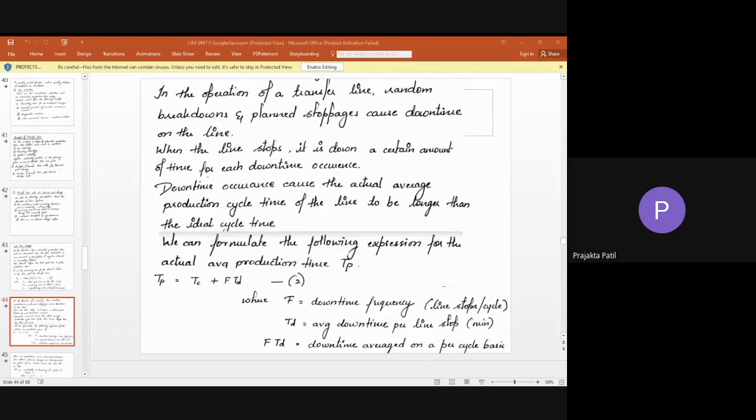F and TD are the new terms that we have just seen. Where F, capital F, is the downtime frequency, that is the number of times the line will stop in a cycle. And TD is the average downtime per line stop. So frequency is the number of times there will be a line stoppage, and TD is the time for which the workstation or the line completely stops, in minutes.